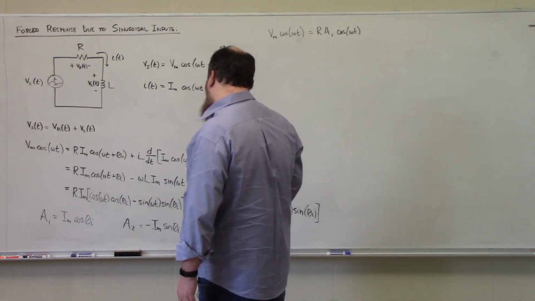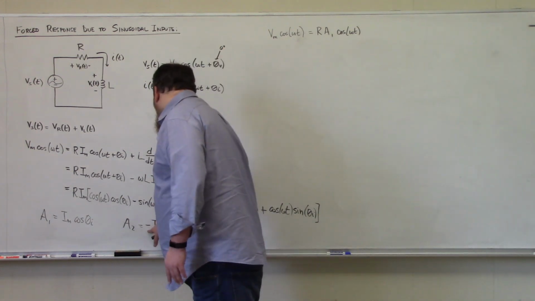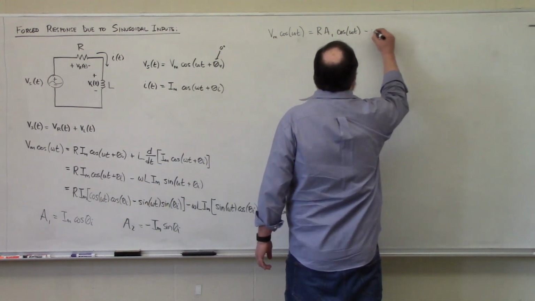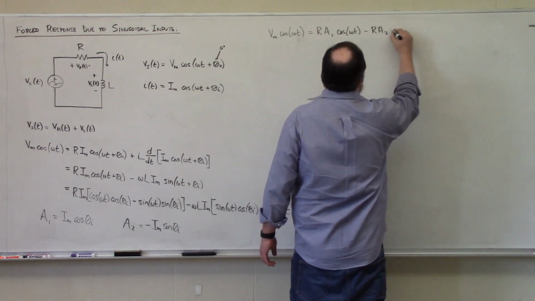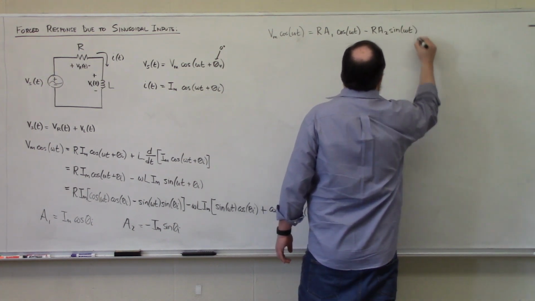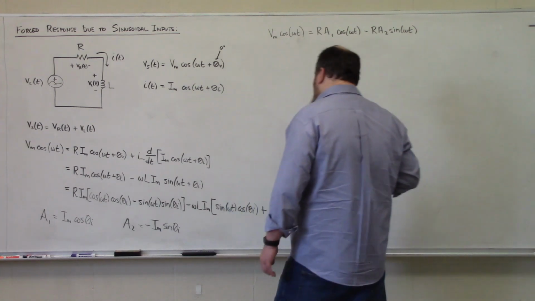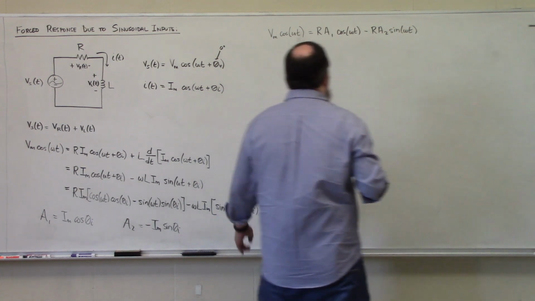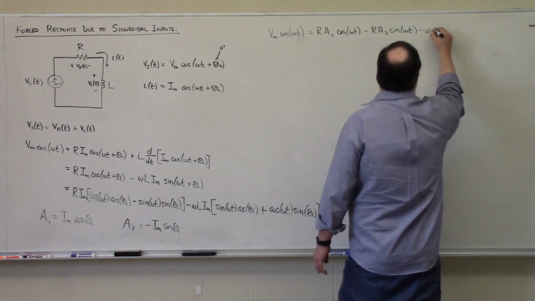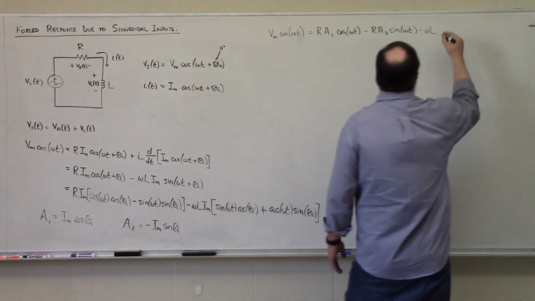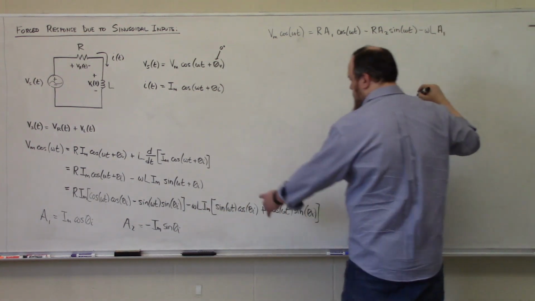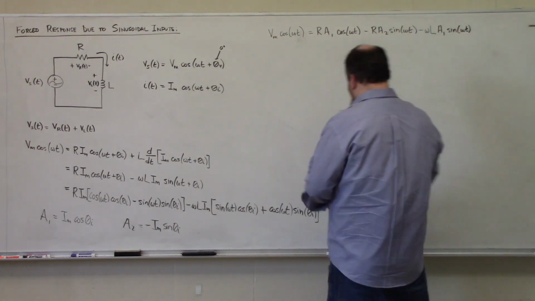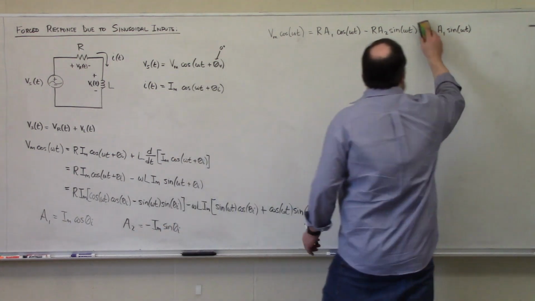We have a negative Im sine theta I here, so we're going to have minus R A2 sine omega t. We have an Im cosine theta I here, so we're going to have minus omega L A1 sine omega t. Actually, let me move that down because I think I'm going to run out of room here.